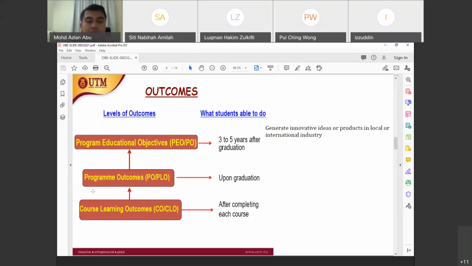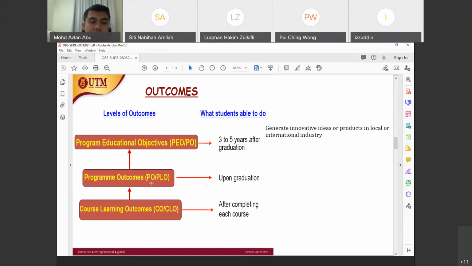Next, program outcome, PO, or sometimes they call it PLO, program learning outcome. Upon graduation, you will know. Basically, for program outcome, you have to know every semester which PO you have achieved or not. You have to achieve every PO at least 65%, for your B grade. For example, for PO1, you should achieve more than 65% to make sure you achieve the PO.